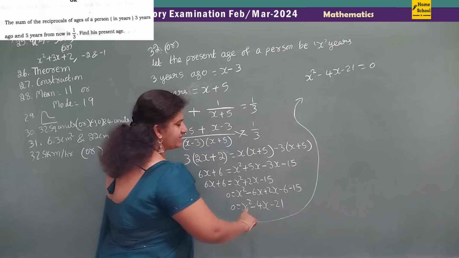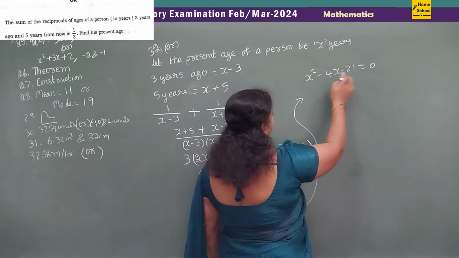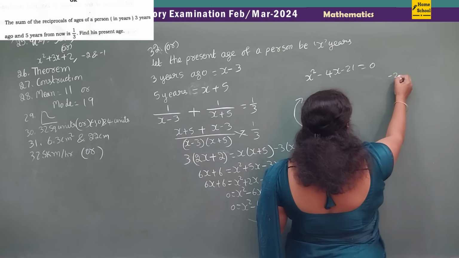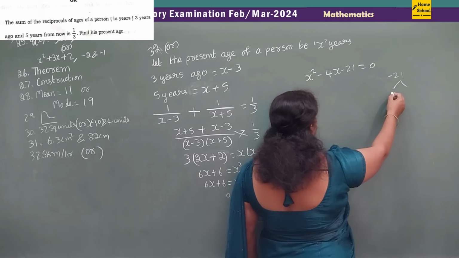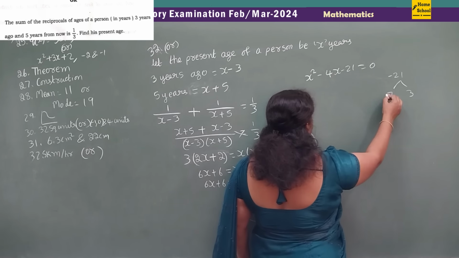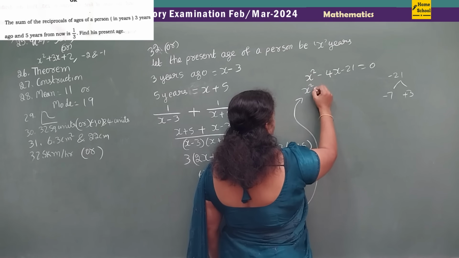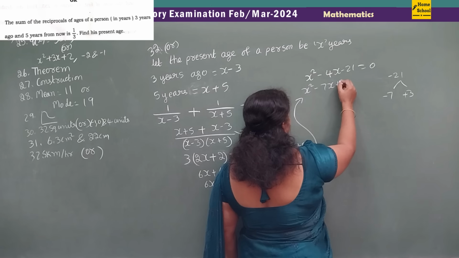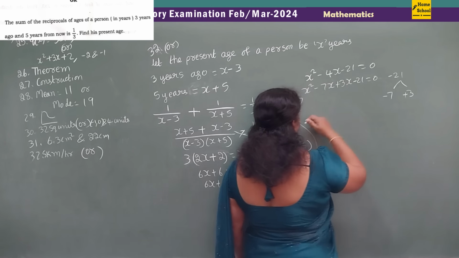At a time exchange, no signs will be changed. Now 1 into minus 21 will be minus 21. Find the factors for this. 7 3s are 21. Minus 4 you should get. So take minus 7 plus 3. X square minus 7x plus 3x minus 21 equal to 0.